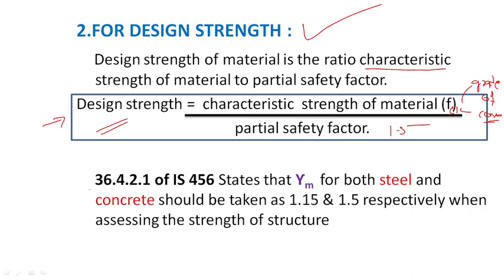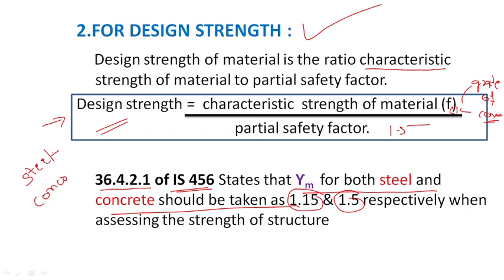Now the code is saying, which code? IS 456, clause 36.4.2.1. What is the code saying? The code states that gamma m for both steel and concrete should be taken as what? 1.15 and 1.5. Okay, I will write here: for steel, 1.15. For concrete, 1.5. This is very important.